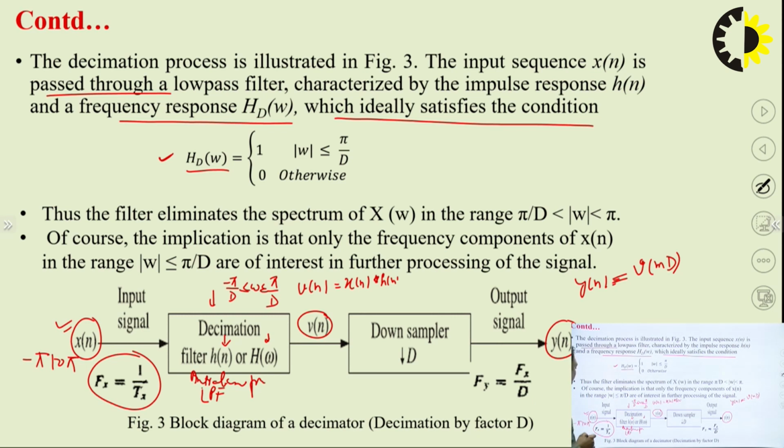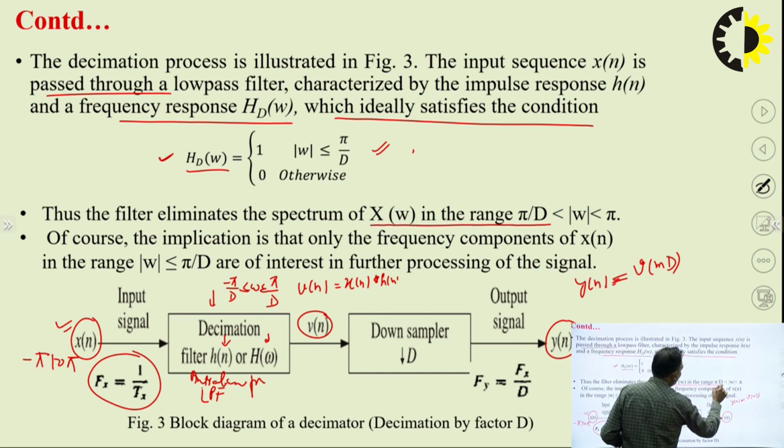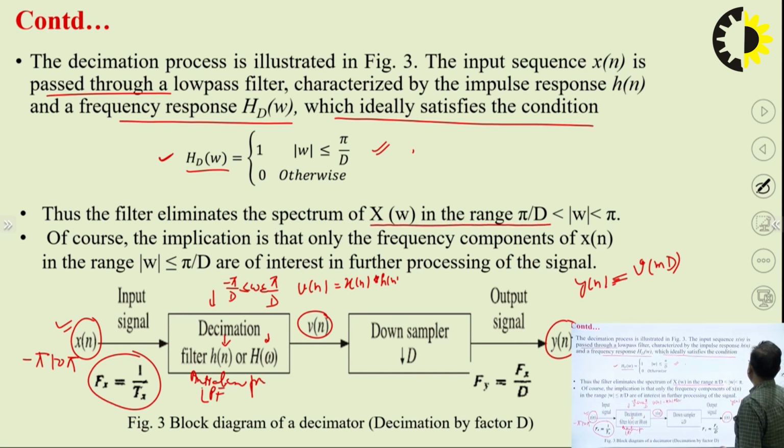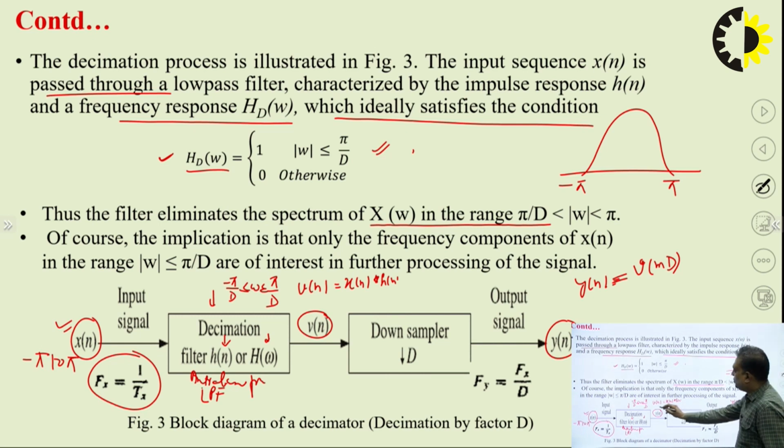So what happened? In this frequency range, the magnitude will be totally passed by the ideal low pass filter, otherwise it is 0. Thus the filter eliminates the spectrum of X(ω) in the range π/D < |ω| < π. So you can see your signal is from minus π to π, but when you pass it through the low pass filter, it will only take the values in minus π/D to π/D. So we will get only this output.